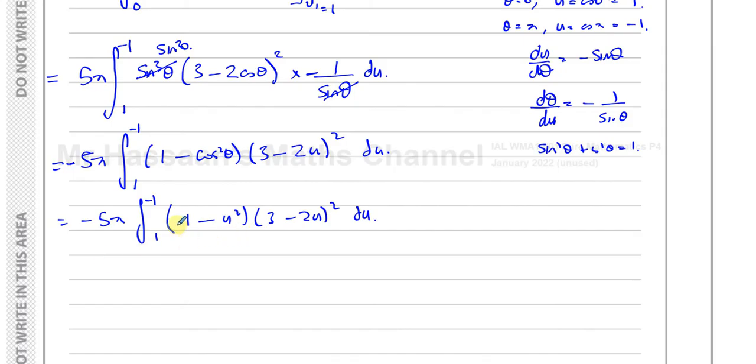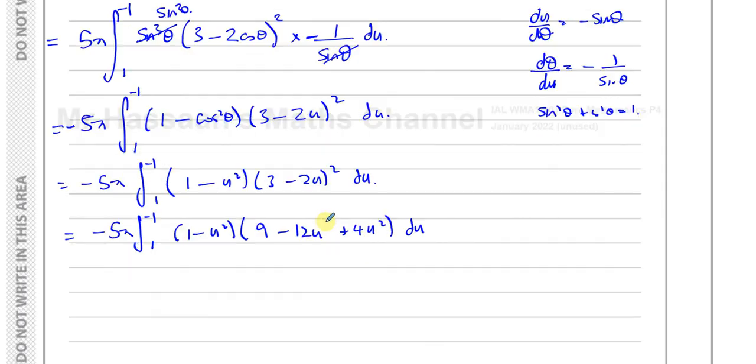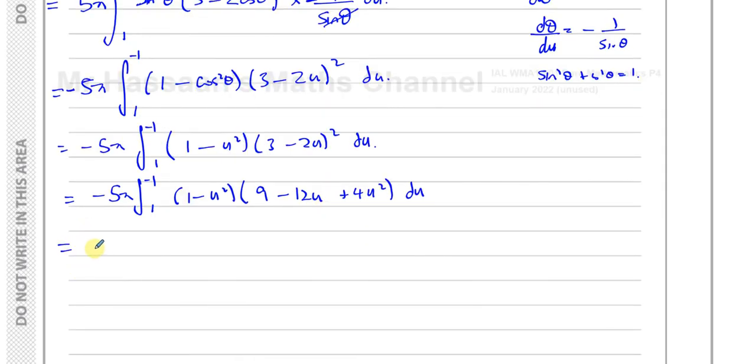Now what we should do is expand this bracket. So you have minus 5 pi between the limits of 1 and minus 1, and if you expand, you're going to have 1 minus u squared, and then let's expand the square bracket. This is going to be 9 minus, multiply these together and then double that, that's minus 6u times 2 is minus 12u, and then you square this, which gives you plus 4u squared. We still haven't integrated, we're getting it ready for integration. That's equal to minus 5 pi, between minus 1 and 1, and if I expand these brackets, I'm going to get 1 times 9, which is 9.